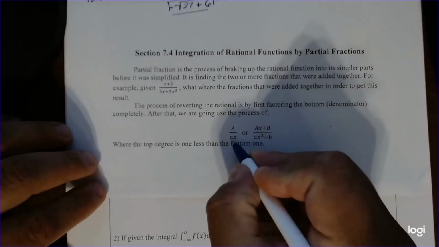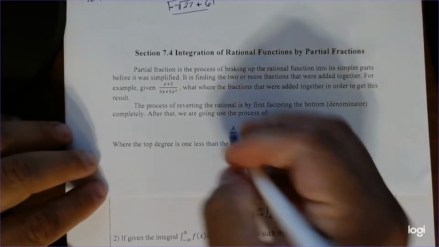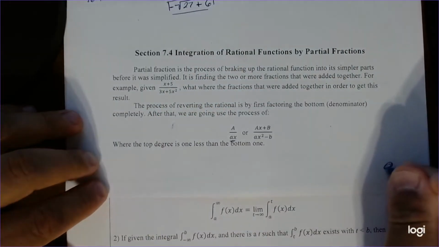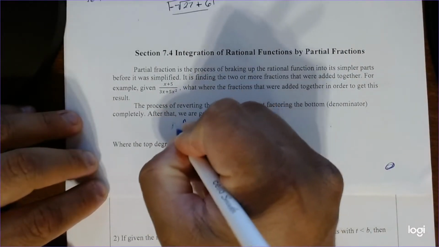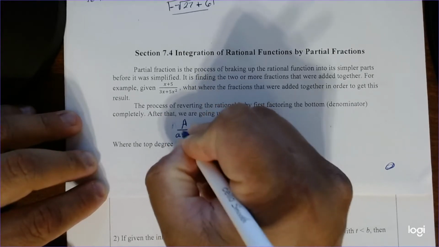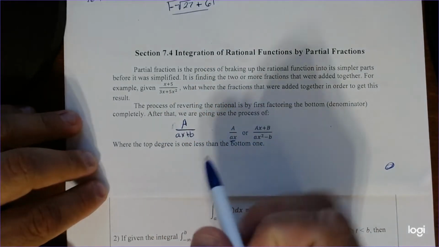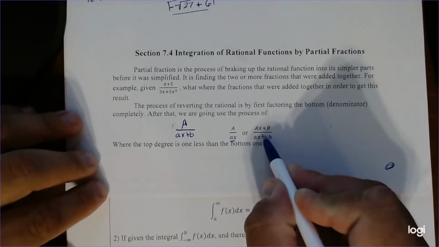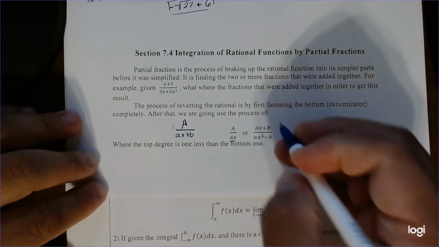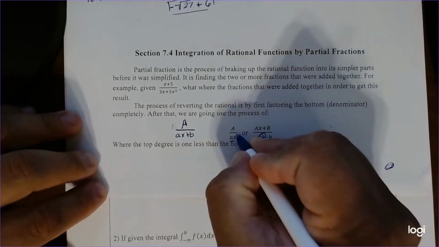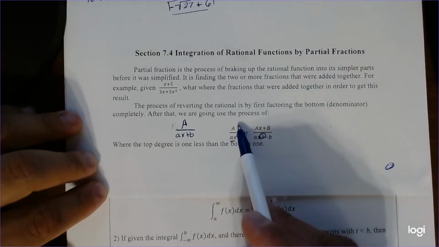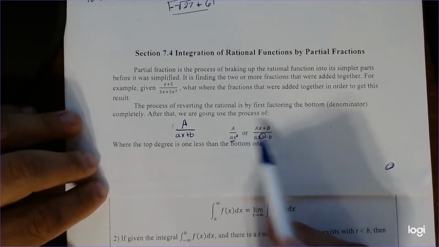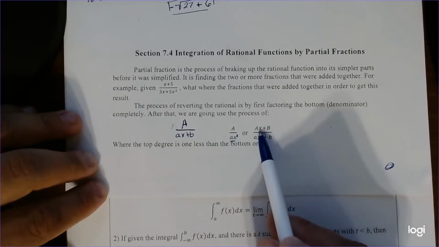Whenever you have just a value with an x at the bottom, for example ax plus b, the top is going to be one single number, just a. However, if you have x to the second power, now you're going to have ax plus b at the top. If you want to memorize this, the rule is you always have one degree less than you have at the bottom. One minus one is zero, so you have no x's. Two minus one is one, so you have degree one at the top.